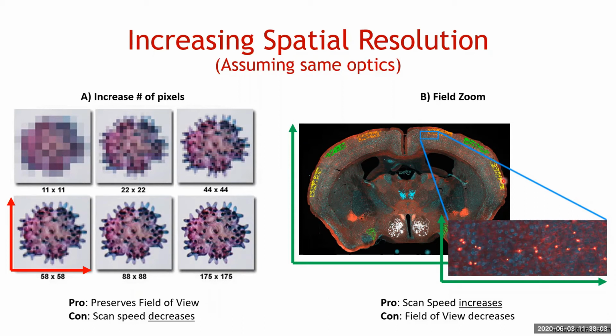Field zoom is another way of increasing spatial resolution. Instead of, say, 512 by 512 pixels over a large area, you put down those same 512 by 512 pixels in a smaller space. You are now reducing the size of the pixels and sampling a lot denser, and your resolution will increase. Pro, your scan speed increases, since you're putting down the same number of pixels in a much smaller area. The disadvantage is, obviously, your field of view decreases.